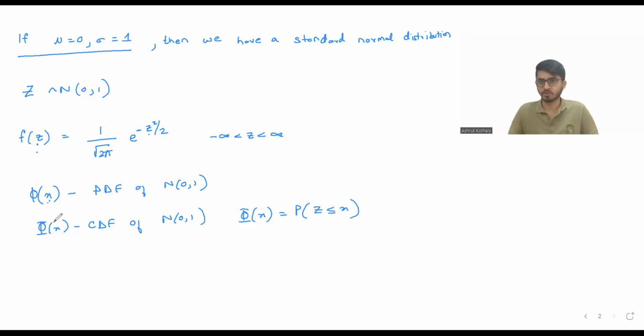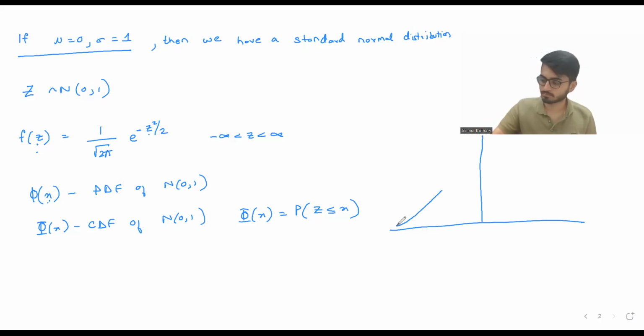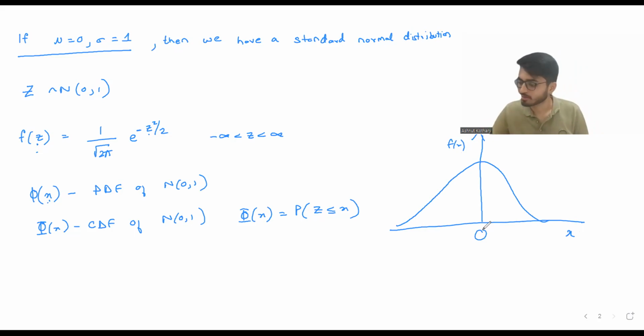Now the mean, obviously, is 0. Remember that this is a symmetrical distribution. Therefore the mean, median, and mode are all equal to mu, which in this case is equal to 0. So the graph will look something like this. The graph for the PDF of a standard normal distribution will look something like this. Again, it's not very well drawn. Let me give it another shot.